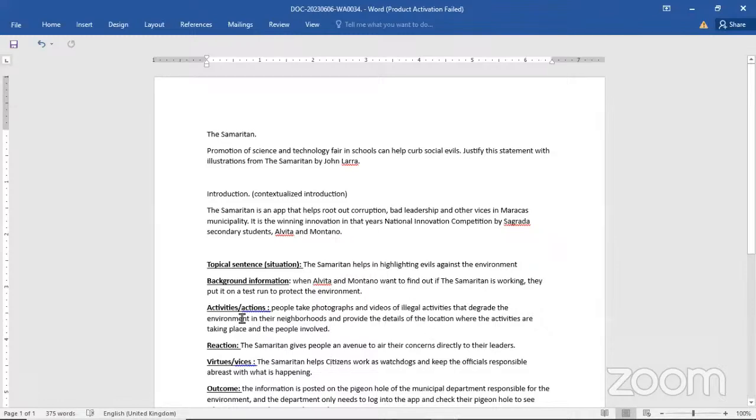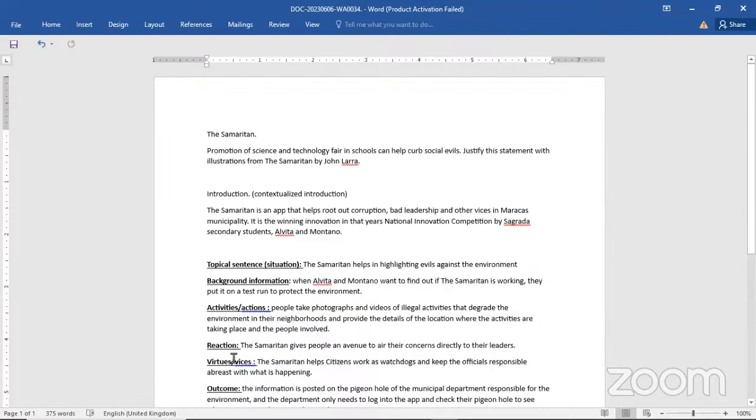The reaction, like I said, can be from the text, from people in the text, or from you. So for example, in this case, I was saying that the Samaritan gives people an avenue to air their concerns directly to their leaders. That is my feeling. This is my own contribution, my own feeling about it. Virtues or vices: the Samaritan helps citizens work as watchdogs and keep the officials responsible abreast with what is happening.